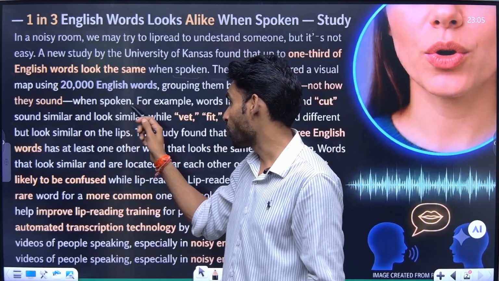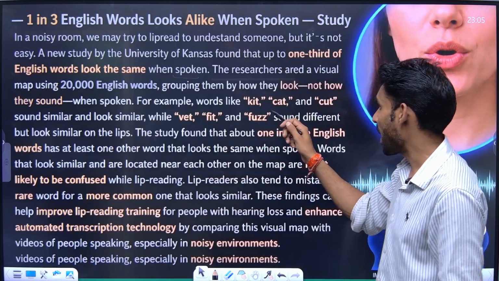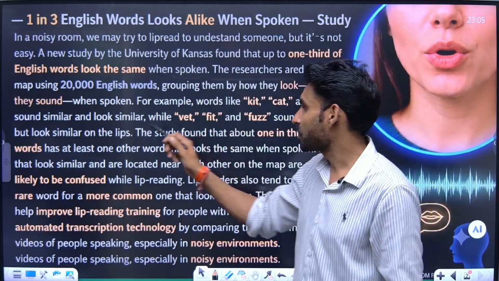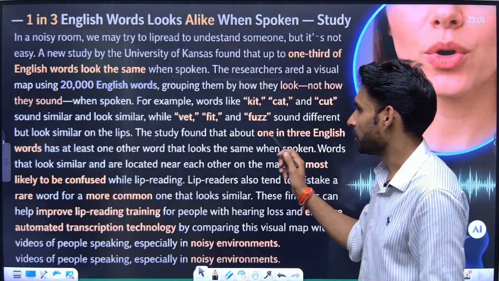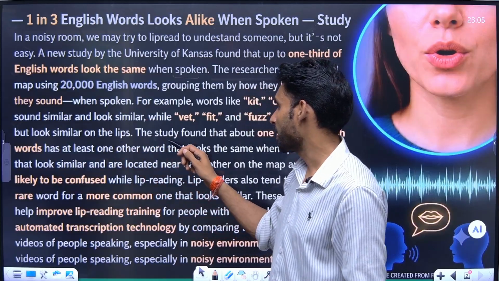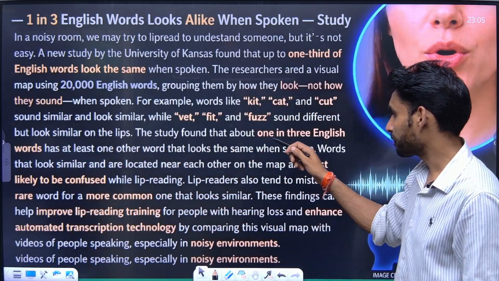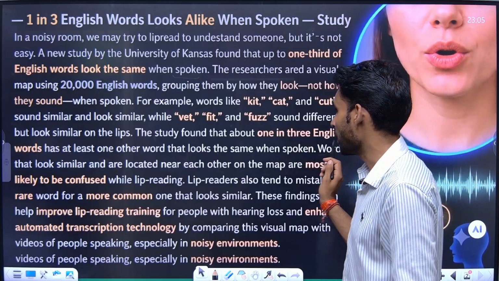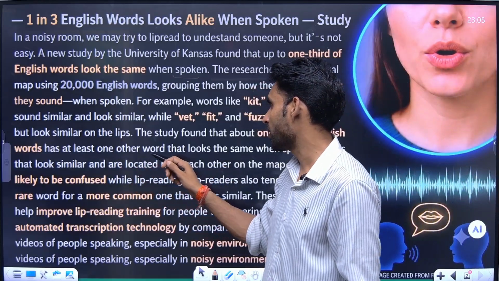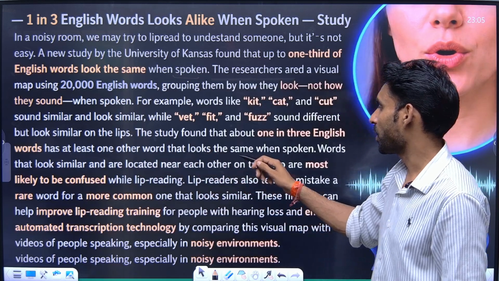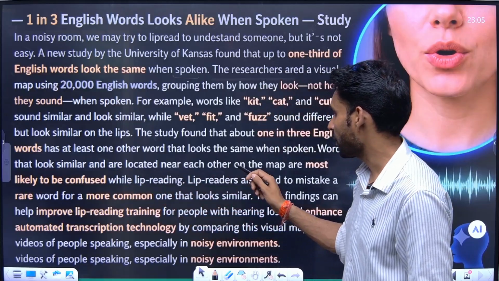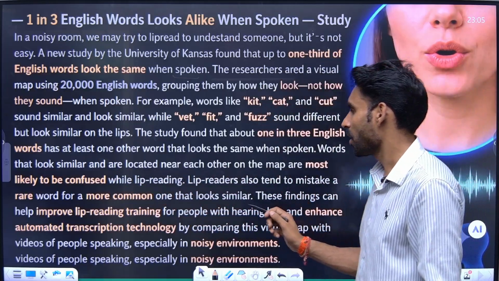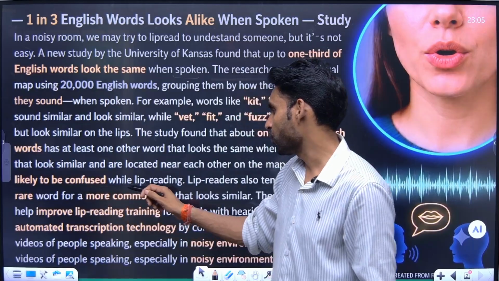they sound when spoken. For example, words like cat, kit kat, and cut sound similar and look similar, while wet, feet, and fuzz sound different but look similar on the lips. The study found that about 1 in 3 English word has at least one other word that look the same when spoken. Words that look similar and are located near each other on the map are most likely to be confused while lip reading.